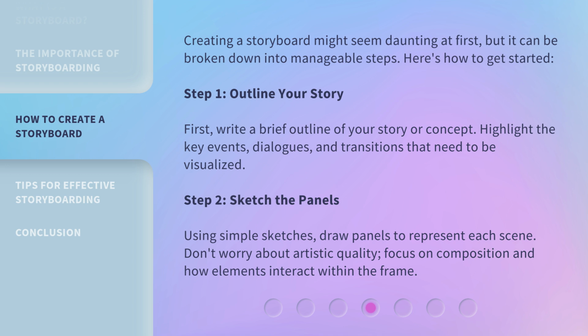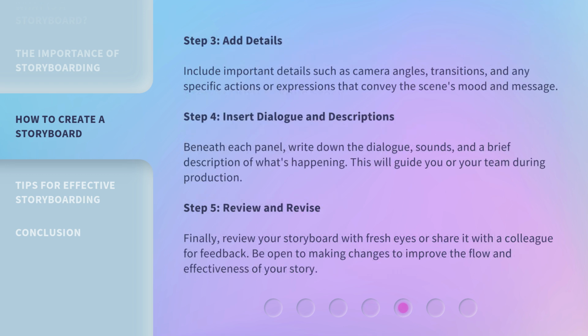Step 2. Sketch the panels. Using simple sketches, draw panels to represent each scene. Don't worry about artistic quality. Focus on composition and how elements interact within the frame. Step 3. Add details. Include important details such as camera angles, transitions, and any specific actions or expressions that convey the scene's mood and message.